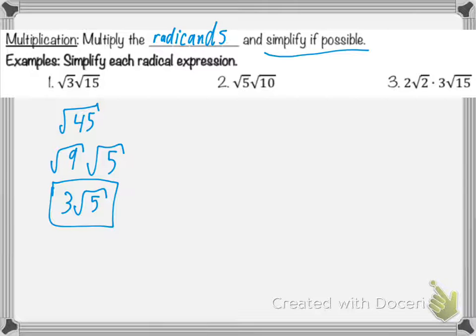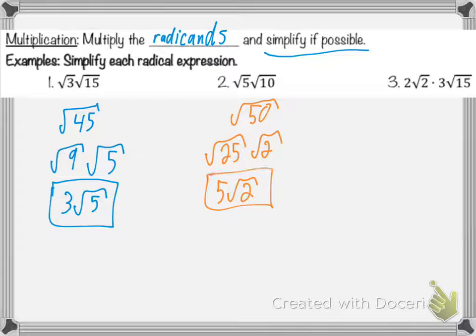Continuing to the next problem, square root of 5 times the square root of 10, same idea. They're both radicands, 5 and 10, so we can multiply them together and get the square root of 50. Well, now we can go through and simplify and say, well, square root of 25 is a factor, and it multiplies with the square root of 2. Square root of 25 is a normal 5, so we have 5 times the square root of 2.